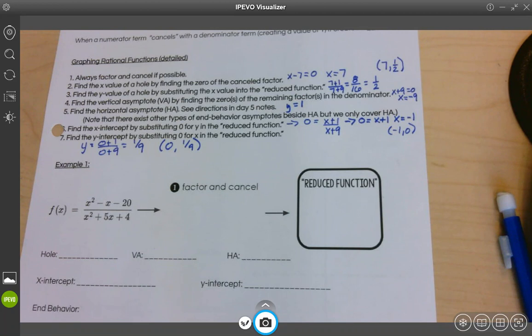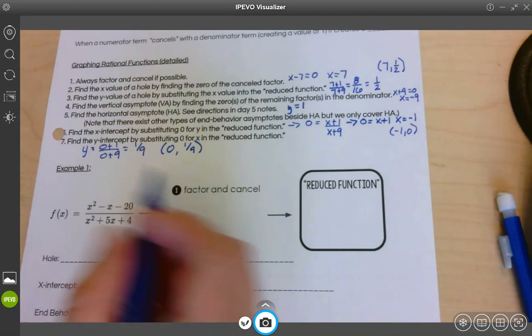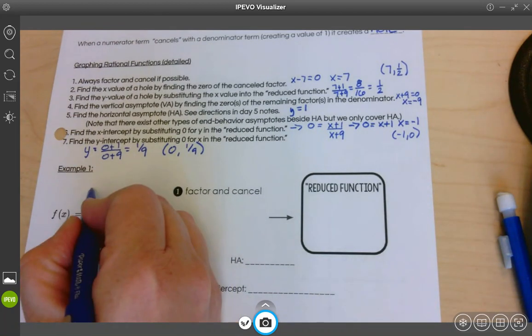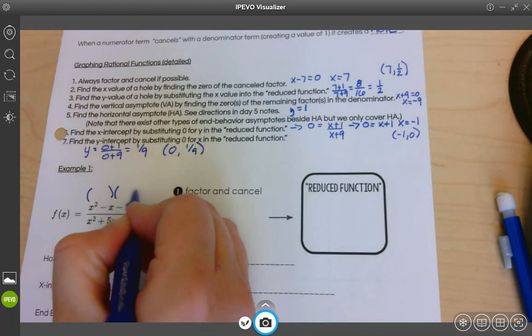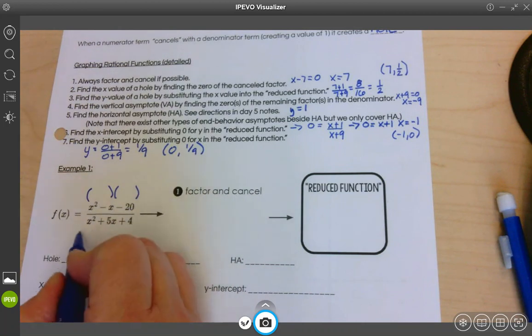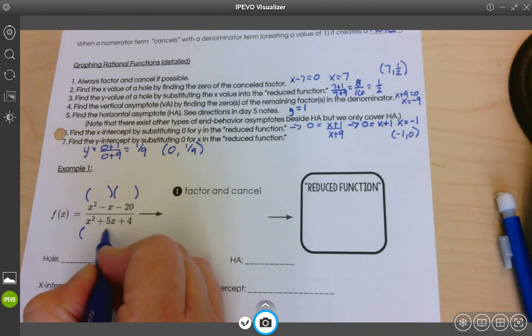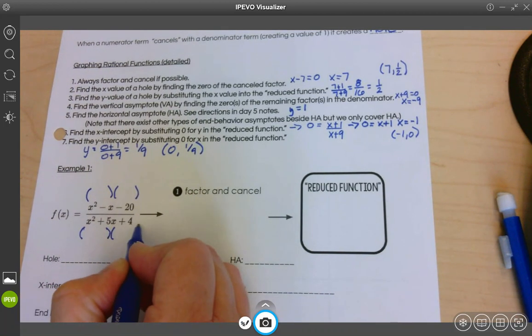All right, so let's do an example together. What's the first step? Factor. So we need to find numbers that multiply to -20 and add to -1. Don't say them out loud. You're going to put them on your paper. And then numbers that multiply to 4 and add to 5.